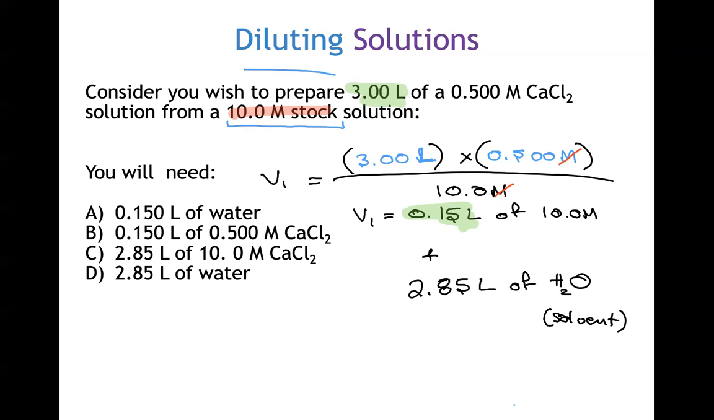So let's analyze the answers. The 0.15 is not water, it's the volume of the stock concentration, not of water. 0.15 of the 0.5? Well, we're trying to prepare the 0.5, right? And we're trying to prepare 3 liters of the 0.5. 2.85 liters of the 10 molar? No, the volume that we need of the 10 molar is what we were calculating for, and it's not 2.85, right? So in this case, D would be the correct answer.